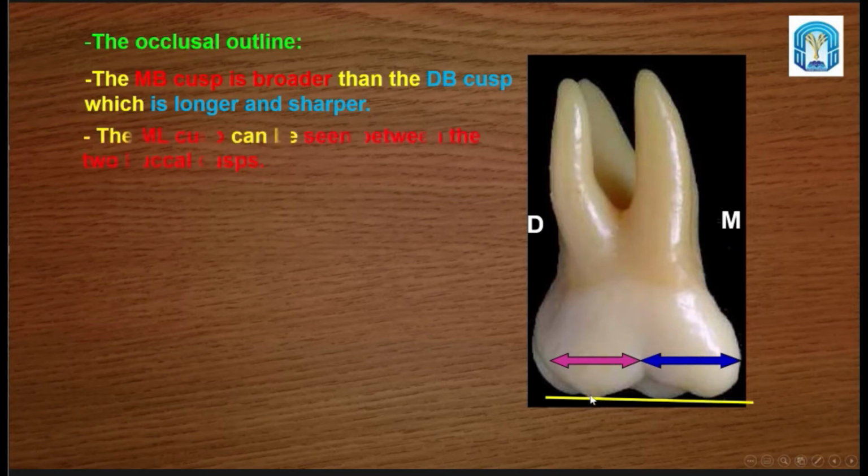It's higher and longer. The mesiolingual cusp can be seen between the two buccal cusps. You see here, the mesiolingual cusp is seen between the two buccal cusps, the mesiobuccal cusp and the distobuccal cusp. Between the two cusps, we can see the mesiolingual cusp because the mesiolingual cusp is the highest, the longest, the largest cusp. That is why it is seen also from the other side.